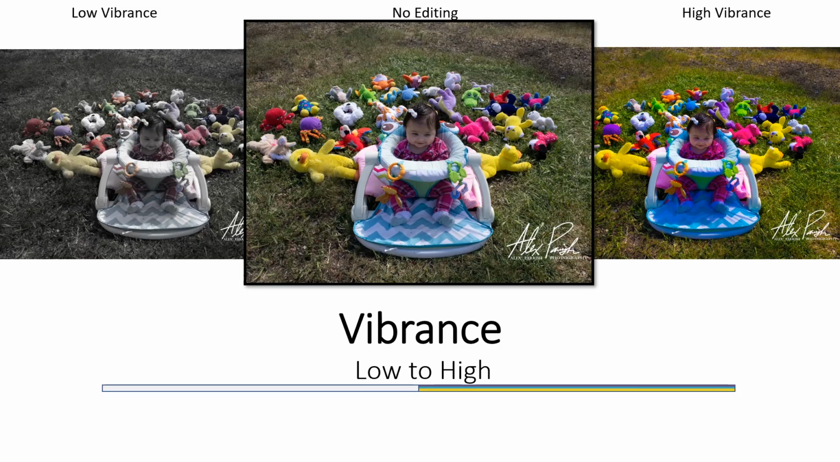So we have some low vibrance on the left-hand side. You can see that there's still some color to the photo. And we have some high vibrance on the right-hand side. And the colors are really popping forward.